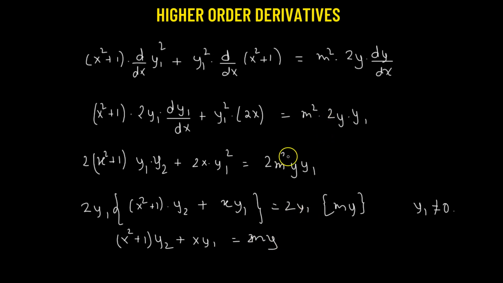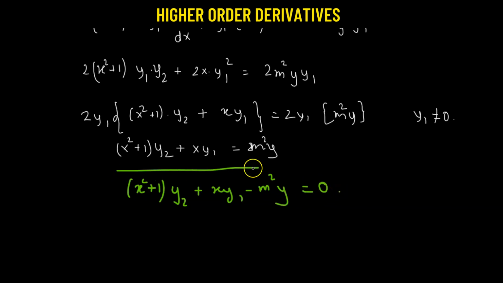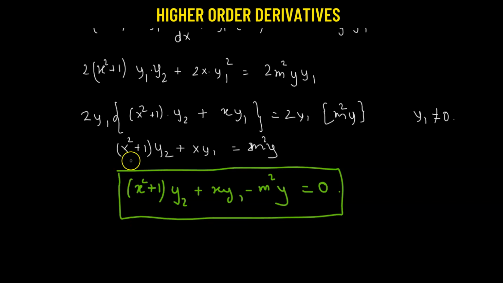Here we have m squared equals m squared times y, and if we bring m squared times y to the left hand side, we'll get (x squared plus 1) times y2 plus x times y1 minus m squared times y equals to 0, and this was what we were asked to prove. So let's check that out.